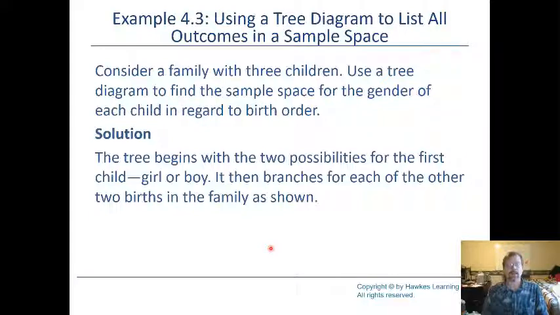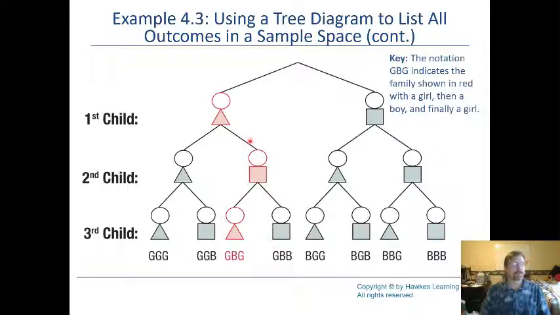Okay, I see. So we've got 3 children. Each child could either be a girl or a boy. We don't know what order they were born in. Branches for each other. Okay. All right, so we've got the first child could either be a girl or a boy. If the first child was a girl, the second child could either be a girl or a boy.